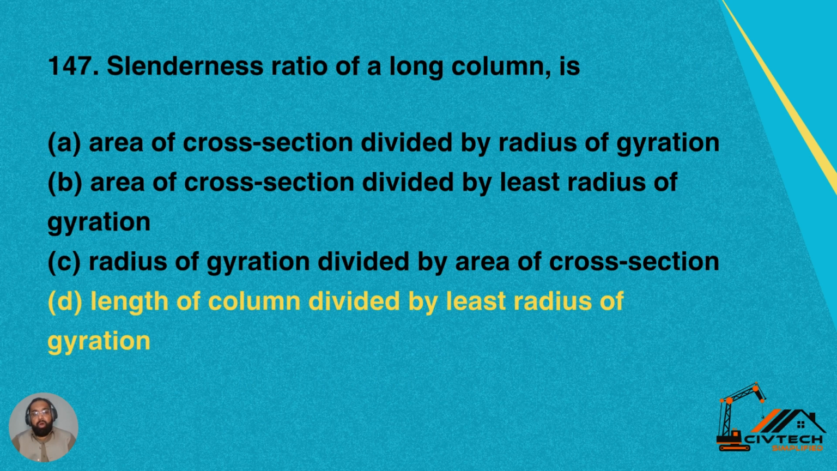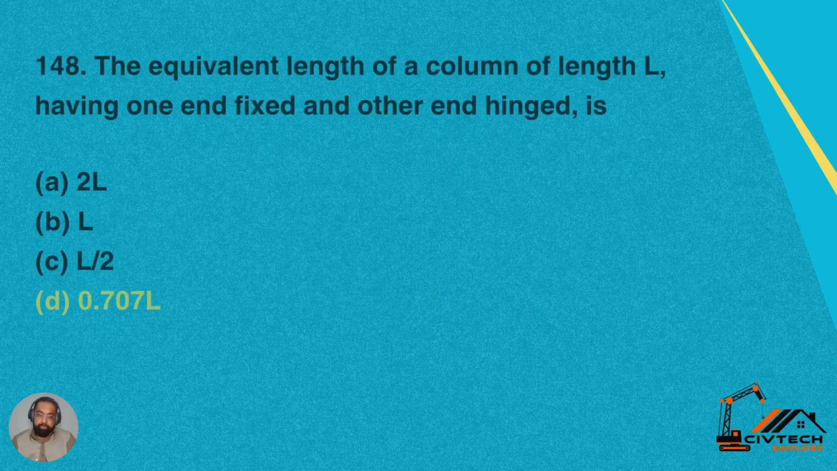147. Slenderness ratio of a long column is: option A, area of cross section divided by radius of gyration; option B, area of cross section divided by least radius of gyration; option C, radius of gyration divided by area of cross section; and option D, length of column divided by least radius of gyration. So slenderness ratio of a long column is D, length of column divided by least radius of gyration.